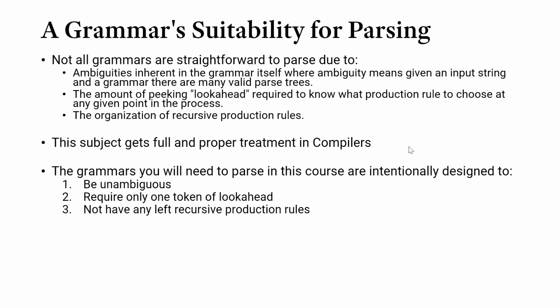But that idea, that concept of how do we actually take a grammar and rewrite it to have different properties is being left to an upper division course on compilers and beyond the scope of our course. So what we're going to be looking at in this course are unambiguous grammars that require only one token of look ahead and won't have any what we call left recursive production rules.